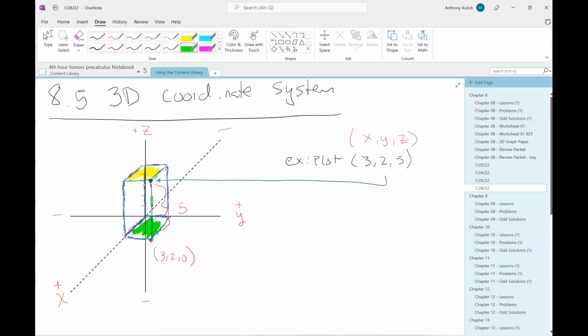So that top right corner in the front square, that top right. The red point? The green point. The green point? 3, 2, 5. Correct. Yep. Yeah, that's what I drew the arrow for. That's the point we want.